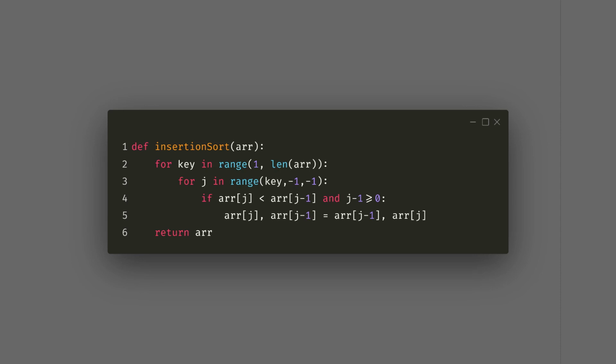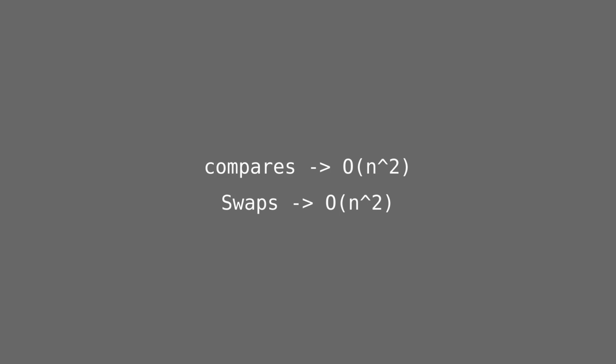Well, even though the code looks short, it is doing a lot of work. If we analyze it, we get the worst case time complexity as O(n²) for the compares and O(n²) for the swaps, which can get pretty bad for larger inputs.